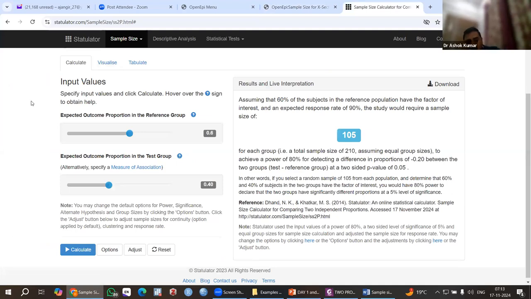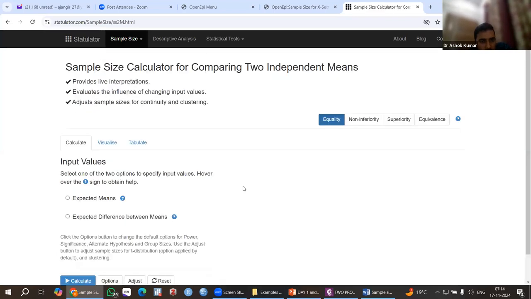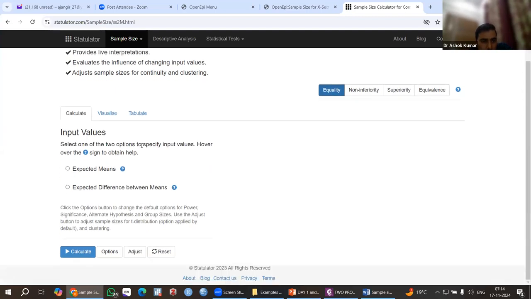So for mean, I will show how to do it for statulator and how to do it for OpenEpi. So what I have to do, I have to click sample size here, then compare two independent means. Okay, then click two independent means here. This will come. It is expected mean. We have to select one of two options to specify input values. However, you can take help of this sign. So I have to take this expected mean.